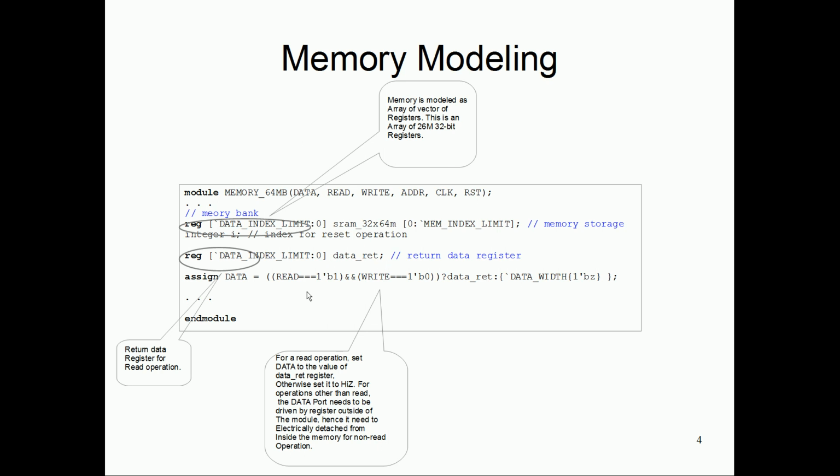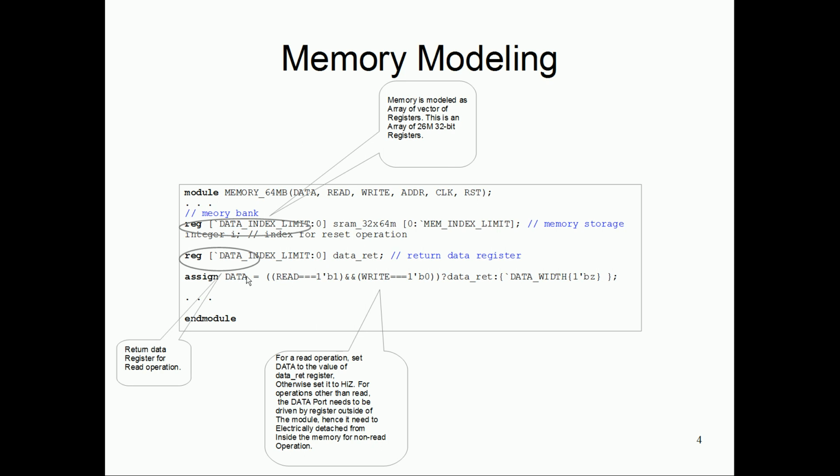Okay, now this is a very important line: the data in out port. How do we control values on that data? Essentially, during the read operation, the memory module should drive that data line. But in any other case it should put the line in an electrical isolation state.